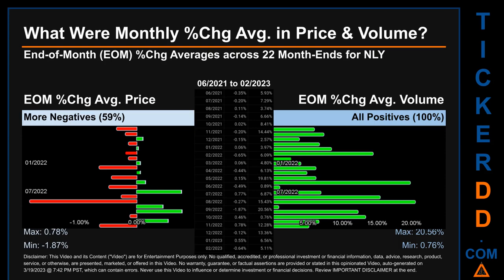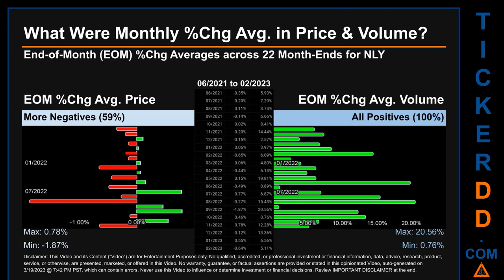What were end-of-month percentage change averages in price and volume for NLY? The monthly average of percentage change, in price and in volume, were calculated for each of the 22-month ends. That calculation took daily percentage changes and averaged them for each given month. If a month end came out negative, then it means that the month summarily saw a negative change.